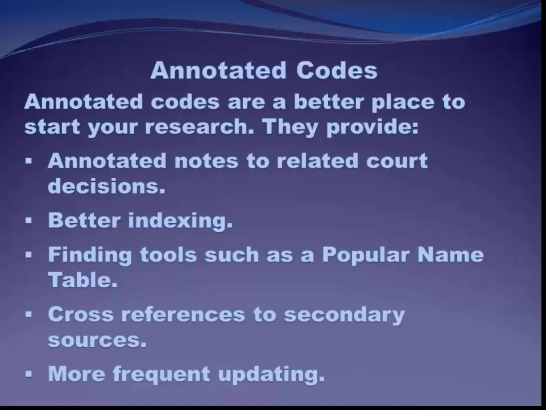So, annotated codes, why are they better? They provide editorial enhancements. There are notes, which are basically going to direct you to court decisions that have interpreted the statute. There's better indexing. There are tools such as popular name tables. So if you just know Americans with Disabilities Act, you can go to the popular name table and it'll take you right to the statutory section. And then there are cross-references to secondary sources. So if you're looking at a statute, you're having a hard time figuring out what they're talking about or where it might be applied, the annotated code will refer you to an encyclopedia or a treatise so you can read an expert opinion on that statute and get a better idea of what's going on.